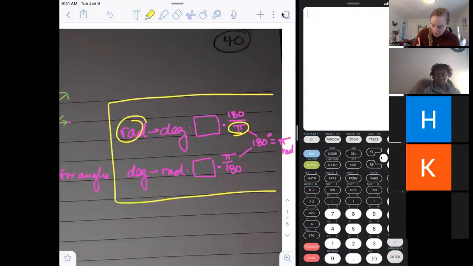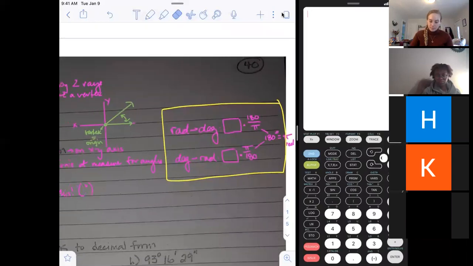I'd maybe highlight them or put a big box around it to help me remind myself that these are important. I will come back.